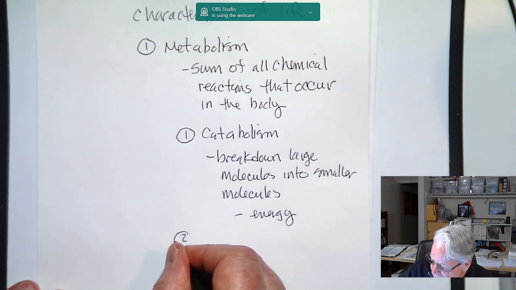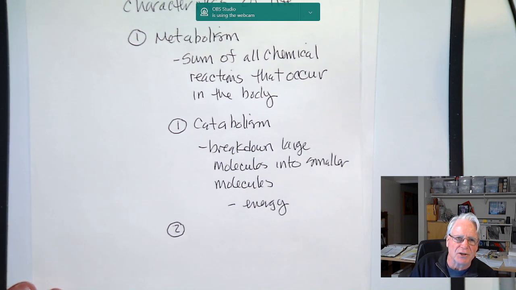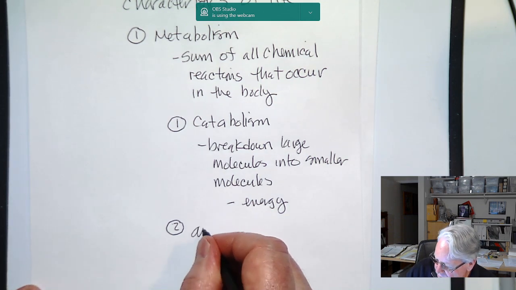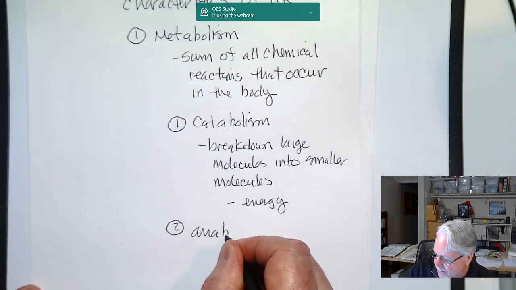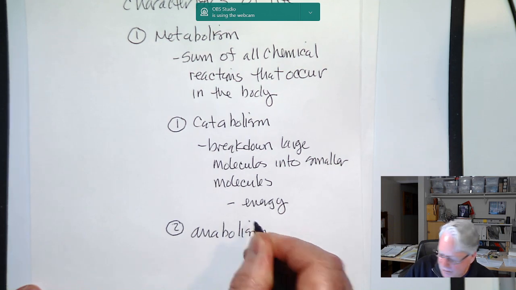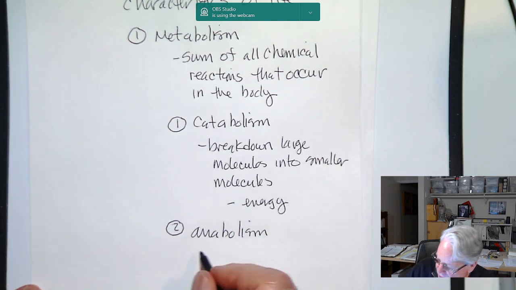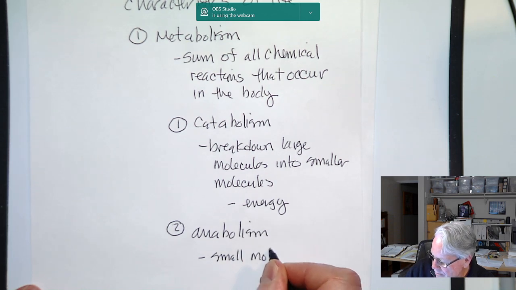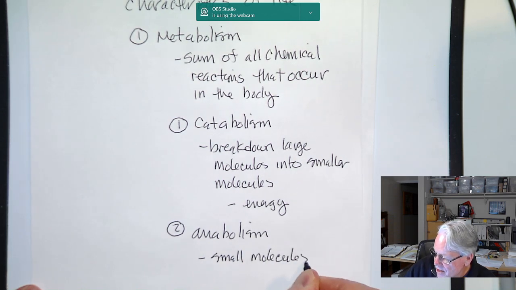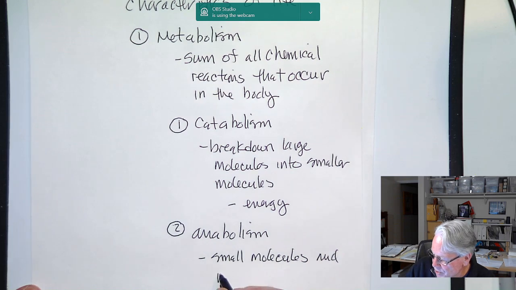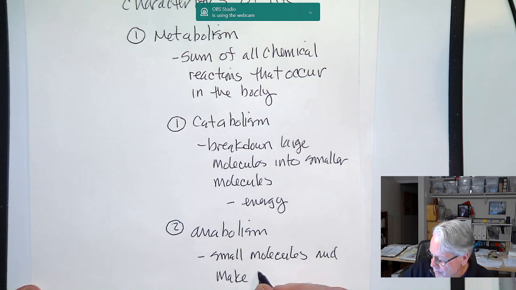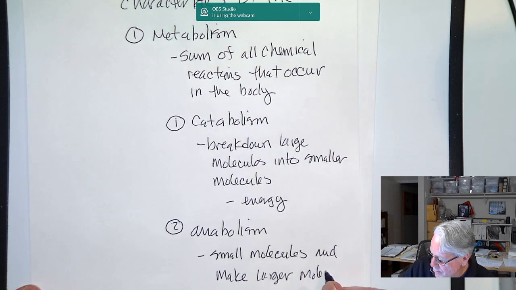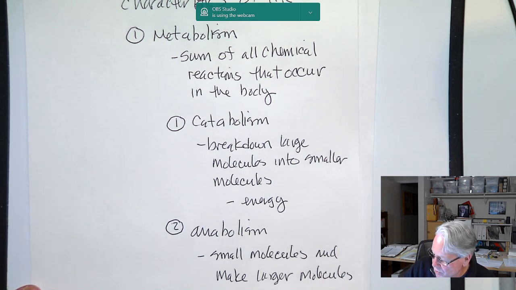The second major category of chemical reactions that happen in our body is anabolism. Okay. And this is where we take small molecules and make larger molecules. This requires energy.